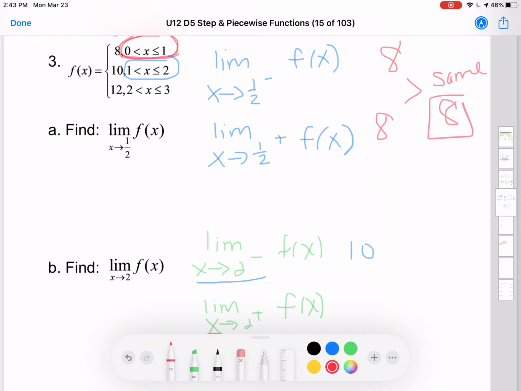Okay, so now we're going to approach 2 from the right, so a little bit bigger than 2. So that would be this domain, right? X is greater than 2. So I would get 12. So they're different. So the limit does not exist.